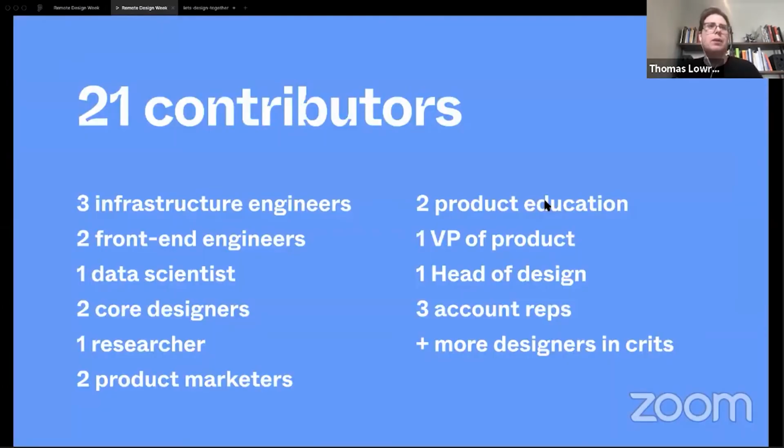Just as a quick summary, throughout that entire project, we had 21 different contributors working in the file. And this is a rundown of some of the people that were involved. As I mentioned, we had some infrastructure engineers and of course, front-end people. We also had a data scientist, a researcher, and even our accounts and support team get in there so they can get a head start on the conversations we're having with customers and the product education materials we want to create in anticipation for the launch. And all of this helps us move quickly.